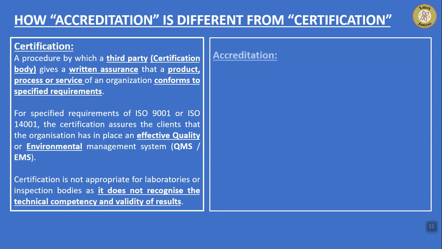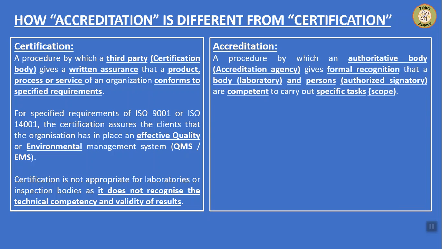Whereas if we want to see what is accreditation, it's a procedure by which an authoritative body, that is called accreditation agency, gives formal recognition that a body, that is laboratory, it is called a conformity assessment body, and persons, that is the authorized signatory persons, are competent to carry out specific task, and that specific task is the detailed scope of the laboratory.